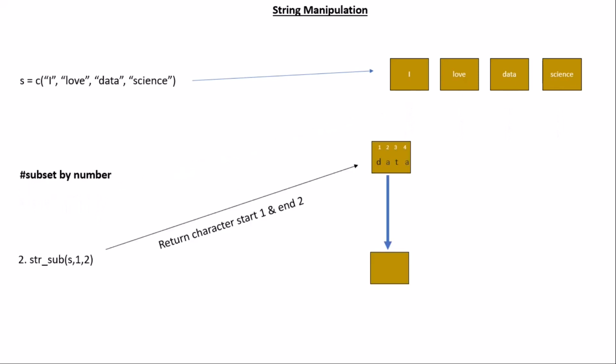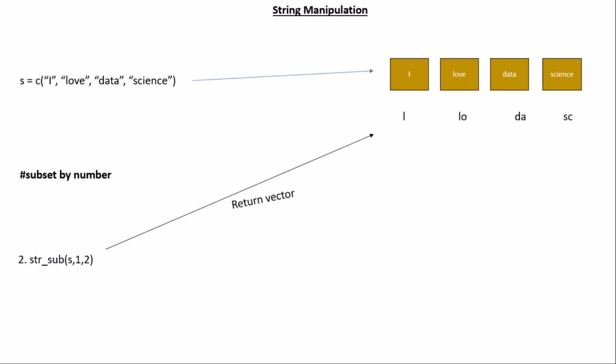This is the second function, str_sub. So 1 and 2 here mean, to make it simple, I take only one box so that you can understand better. When you run this, it returns the characters which start from 1 and end at 2. So it returns the first element and ends with the second element, A. I hope you understand how it works.